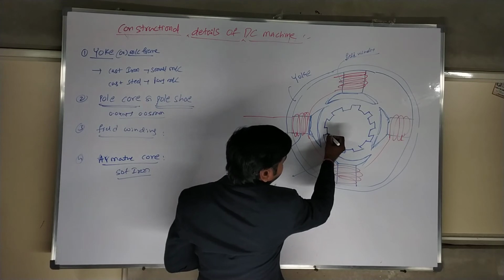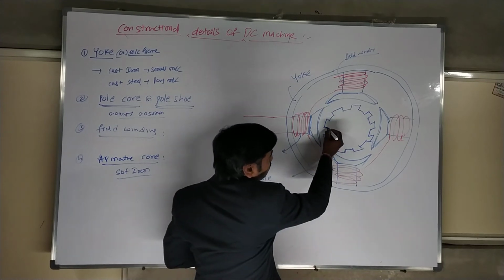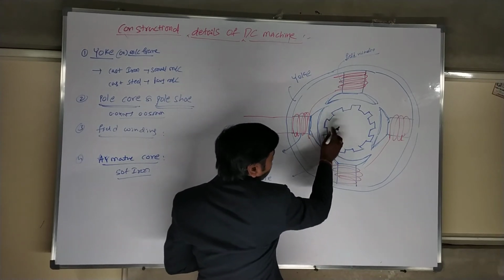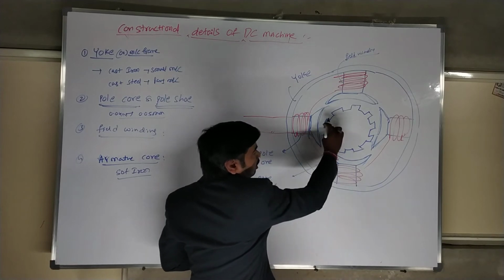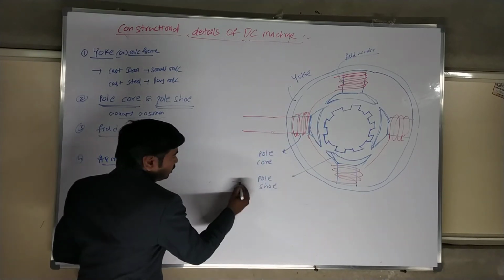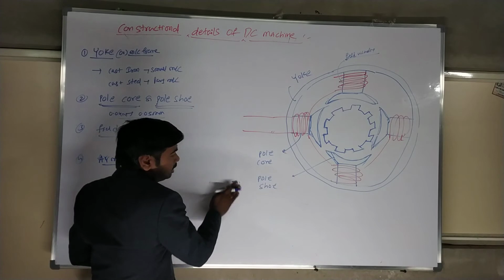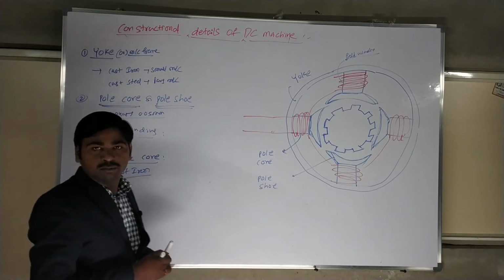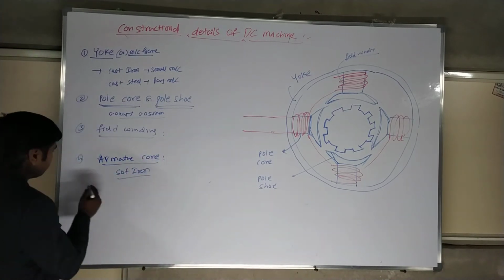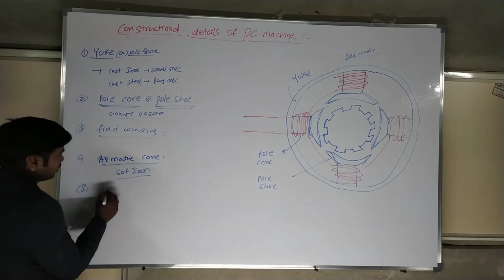Here in this armature core, this portion we can write is a slot. This is a slot. This part comes under the armature slot. This part is nothing but a slot. Inside the slot we can place armature conductors. Let us go for the next thing, armature winding.